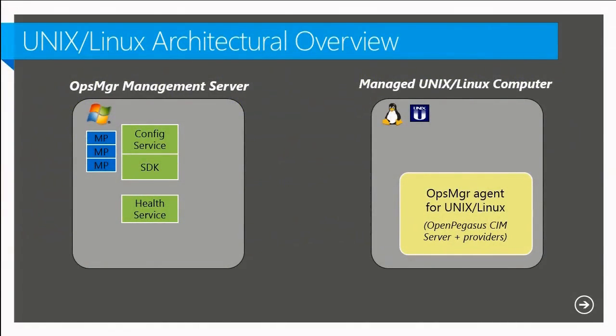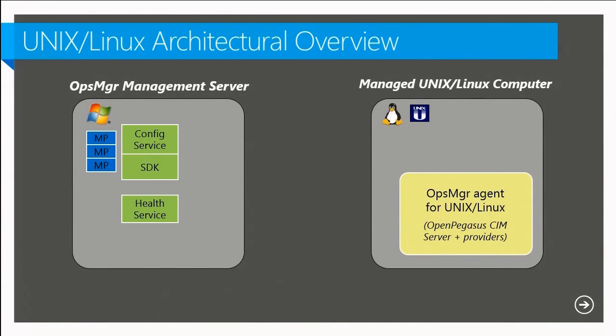I do want to make sure we have time to get to the demo, so I'm moving a little fast through this. The Ops Manager architecture: if you're using Ops Manager today for Windows and you're looking at using it for Unix and Linux, there's a fundamental architectural difference. If you grab me after the session, I'd be glad to go into depth about why. A Windows agent in Ops Manager has its own health service and its own local database. It pulls down management packs from the management server, runs its rules and monitors locally, and pushes data back.